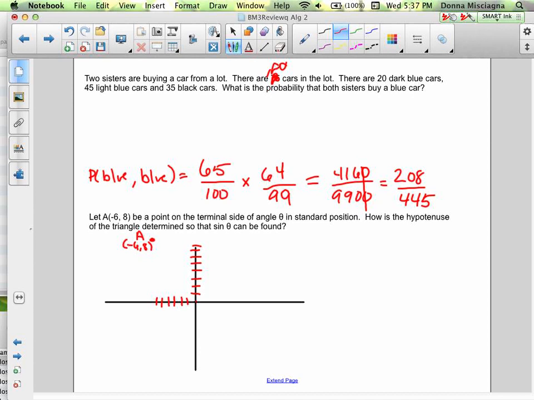Right, so here is the terminal side of the angle. So that segment from the origin to A is the terminal side of the angle. When we're drawing our reference triangle, we go straight to the x-axis. So the hypotenuse is straight to the origin. The opposite side is straight to the x-axis, and the adjacent side is along the x-axis. So there is our reference triangle.